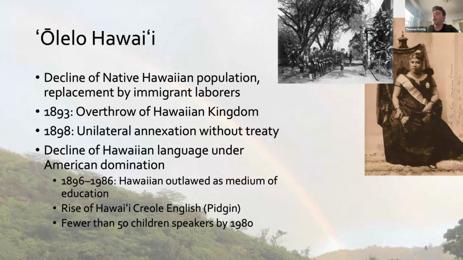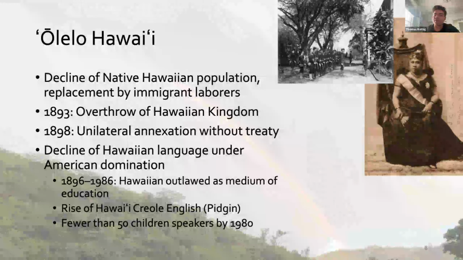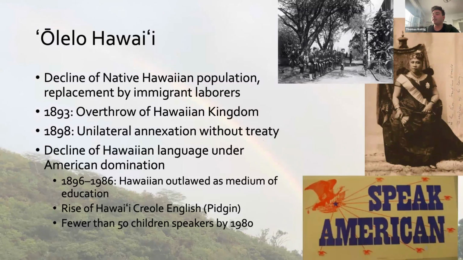From that point on, Hawaiian declined precipitously. So even though over the course of the 19th century, Hawaiian had continued to be the lingua franca, the business language of the islands, starting in the 1890s, Hawaiian was outlawed as a medium of education, and this law was not reversed until 1986. Hawaiian was only spoken by as few as 50 children by the 1980s, and instead English became the language of commerce, and the main lingua franca in the islands was Hawaii Creole English, known as Pidgin.